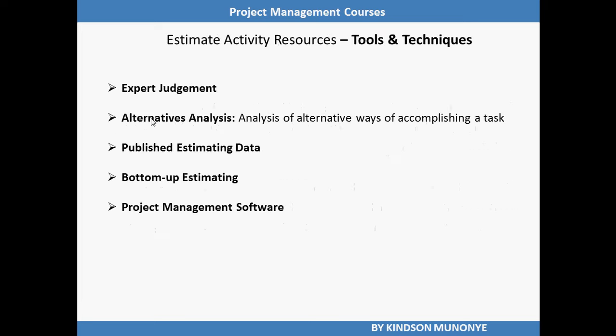Alright, we also have project management software. Something like a scheduling software tool has the capability to help plan, organize, and manage resource pools and develop resource estimates. An example might be Primavera or Microsoft Project. Let's now look at the three outputs of the estimate activity resources process.